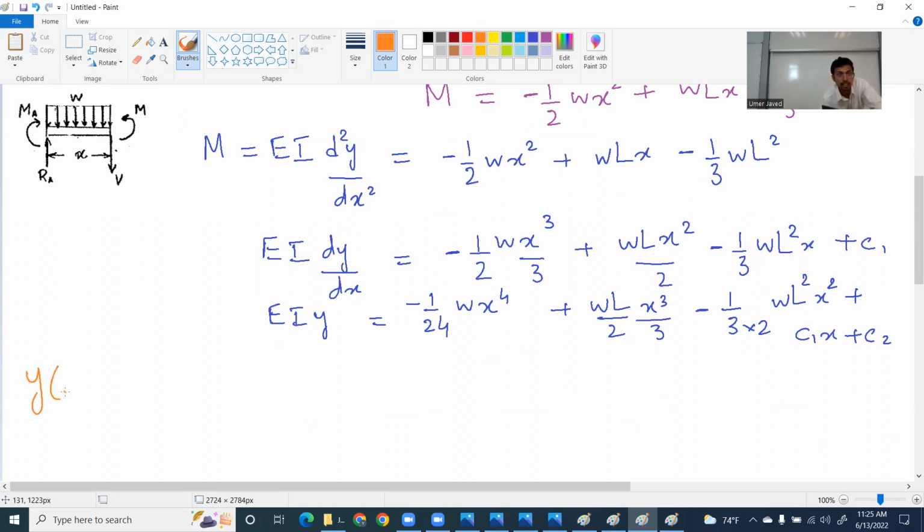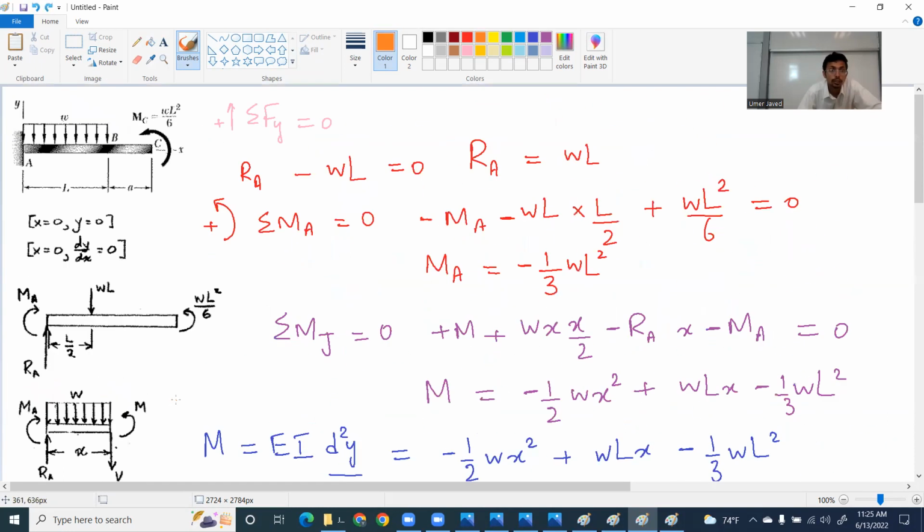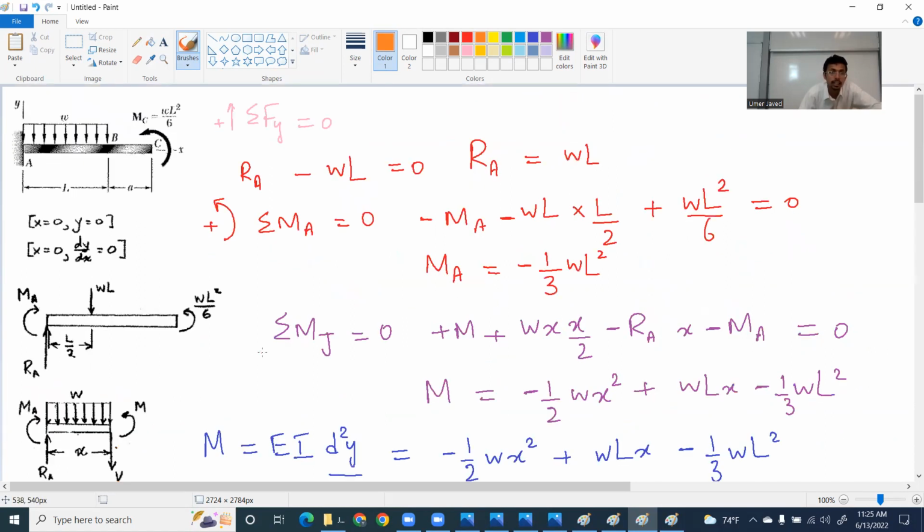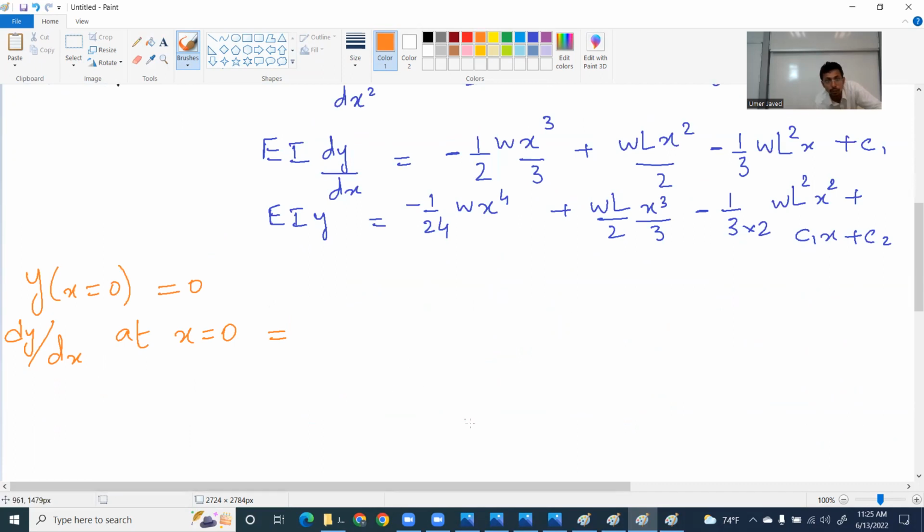So what is the deflection at x equal to 0? 0, because it's a cantilever. Y at x equal to 0 is 0. Then dy by dx at x equal to 0 is? It's a cantilever, right? So the slope will be 0. It will go like this. The slope will be 0 on the left support A. You can calculate C1, C2 yourself by these two equations.